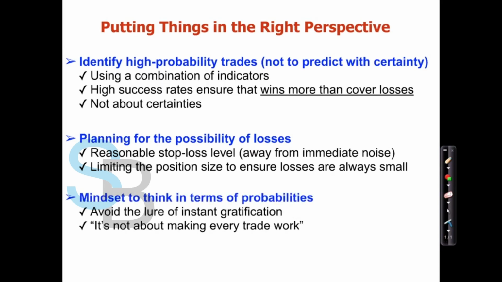And we must have the mindset to think in terms of probabilities, that, hey, we could have 4 losing trades in a row even though we follow the rules of a good system. We can also have 4 winning trades in a row when we follow a good system. So in the short run, outcomes are random and we should avoid the lure of instant gratification.